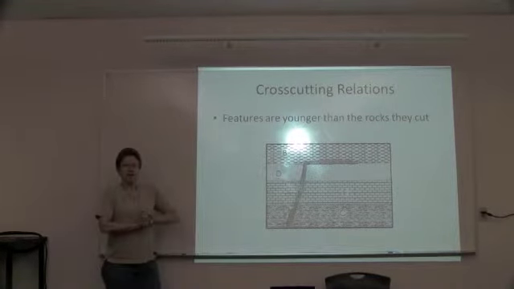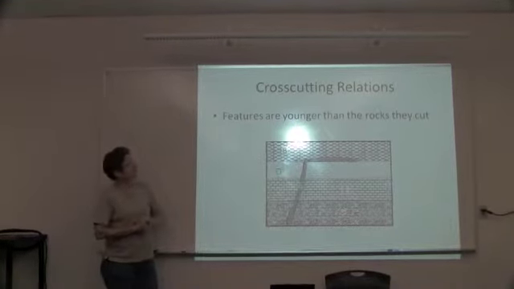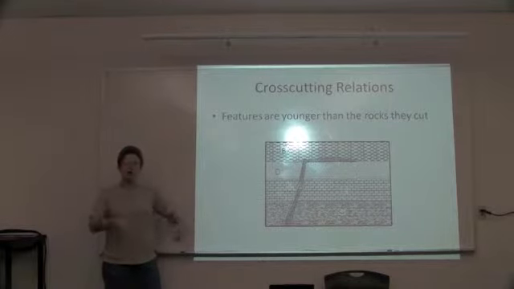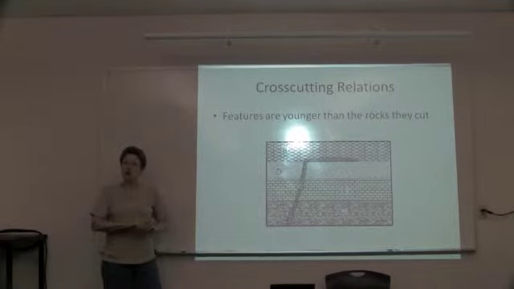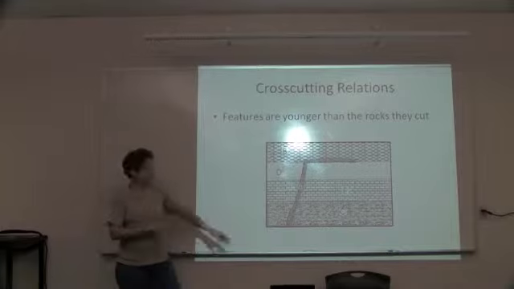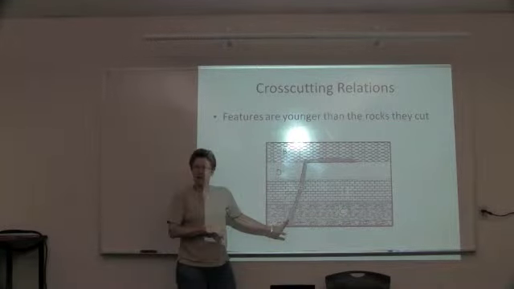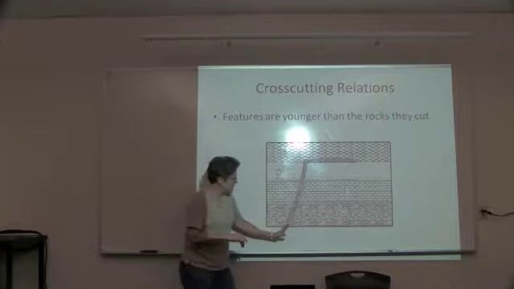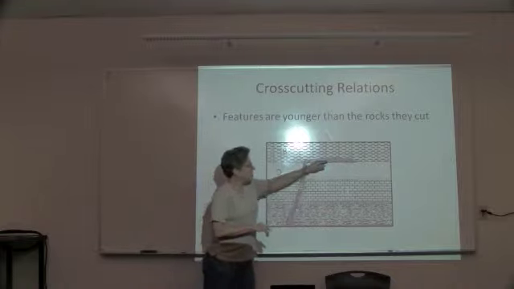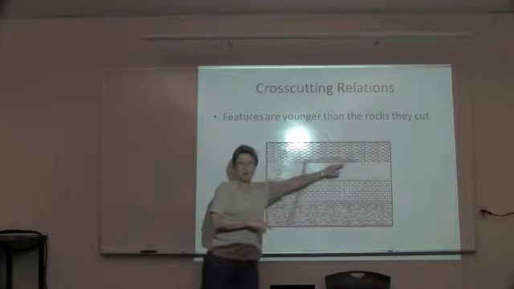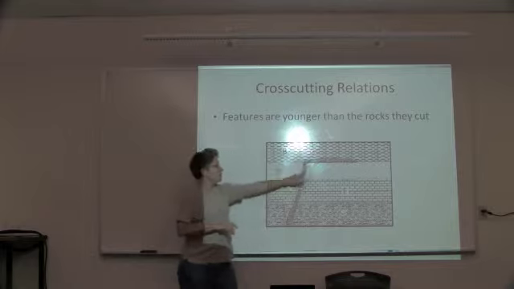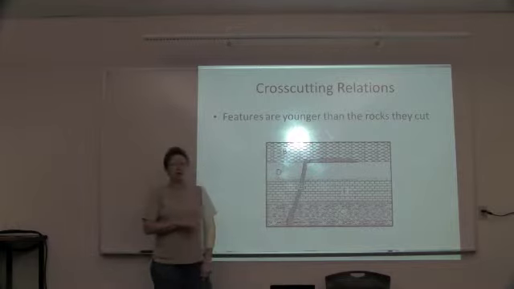Now, the next principle, the last principle we'll talk about, one we've reviewed before, is the principle of cross-cutting relations. What this means is that features, things that happen, are always younger than the rocks they cut through. So this here is what's called an intrusion of igneous rocks, molten lava, magma from somewhere, got intruded in a dike and then into a sill, but the common sense solution here says, what's older here? The rocks that already existed, or these rocks that got pushed through?